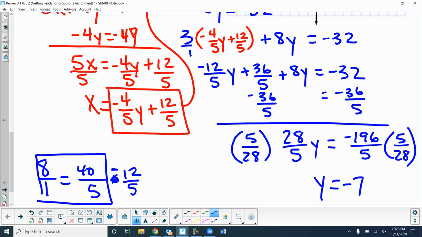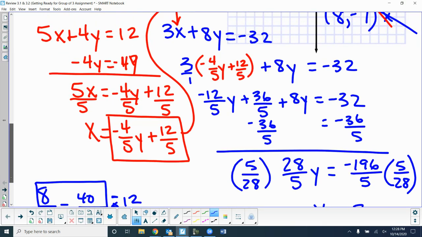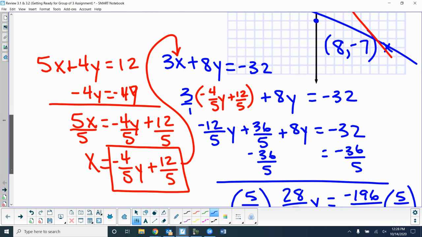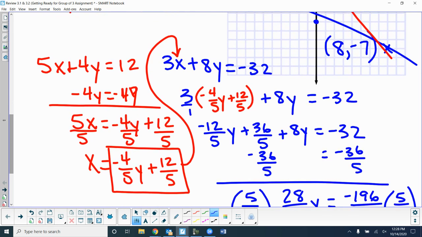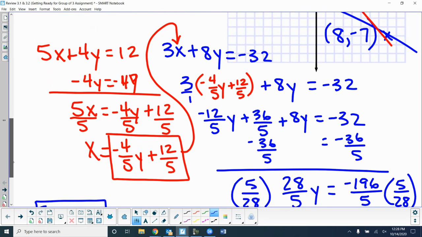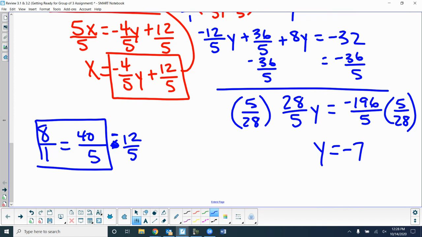Now what? Plug it in where? One of them. It doesn't matter now. Do you want to do this one with the fractions or one of the originals? Okay, let's do an original one. Let's just do the blue one. 3x plus 8 times negative 7, which is negative 56.